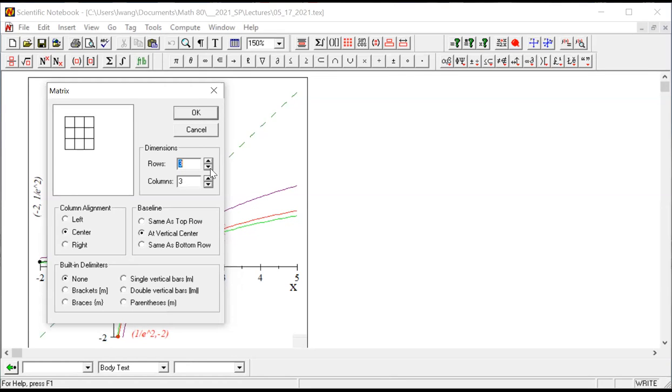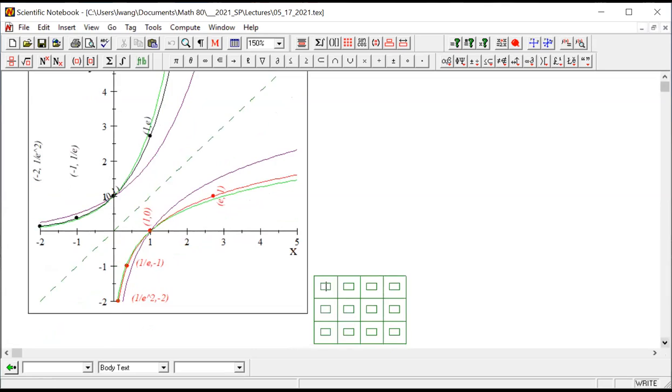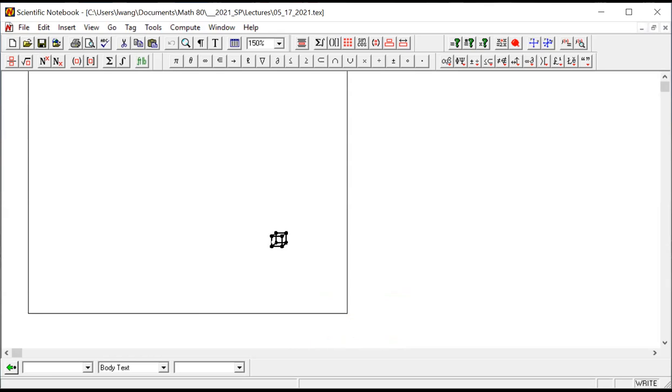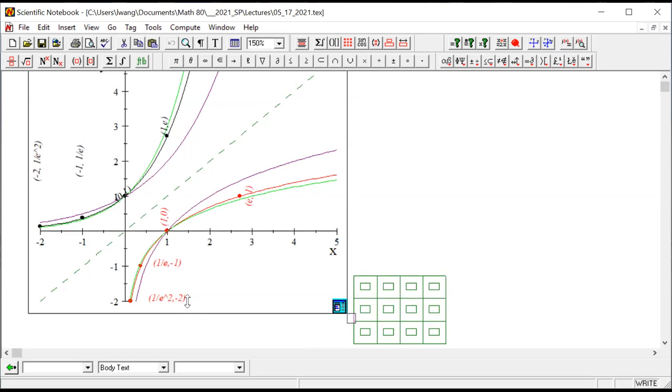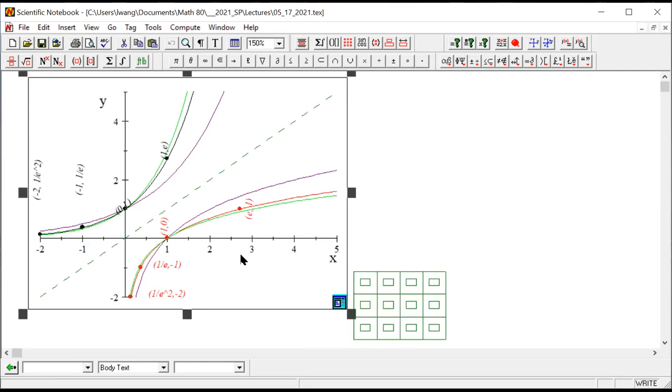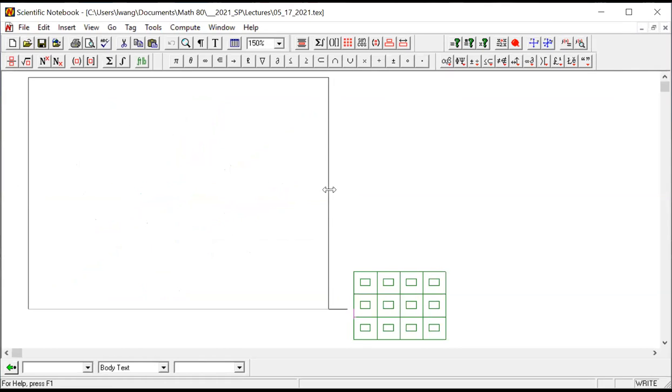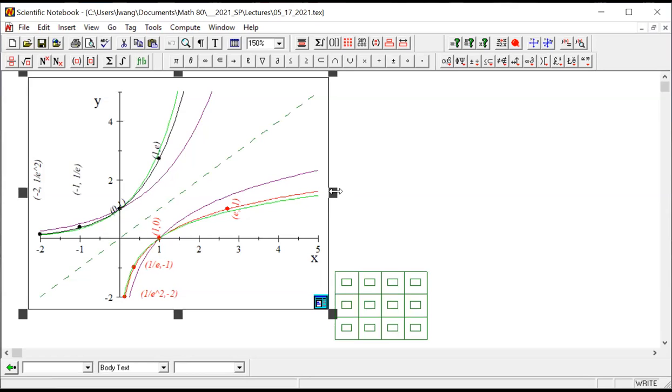2 rows, 1, 2. One more column. So this time our focus is this piece. I want you guys to mark it with me. Okay, so I think this is good enough.